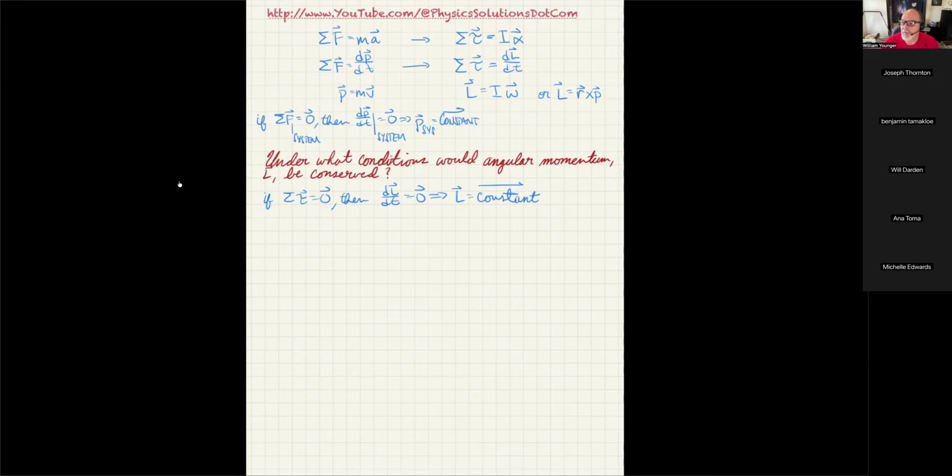11.3 is angular momentum of a particle. That's the R cross P that we were talking about. So that's again another cross product. 11.4, angular momentum and torque for a system of particles. That's general motion.